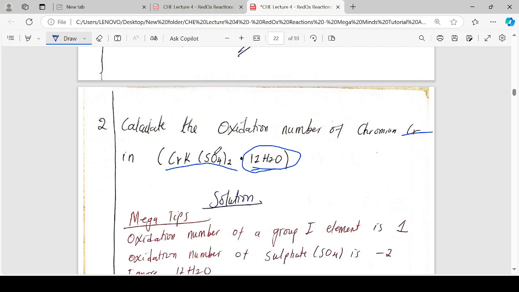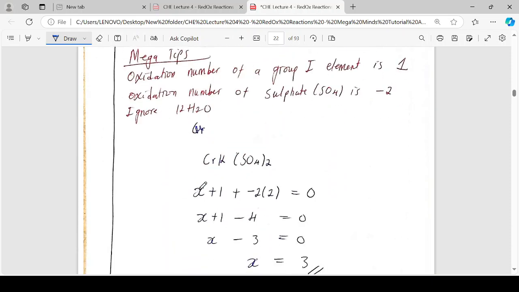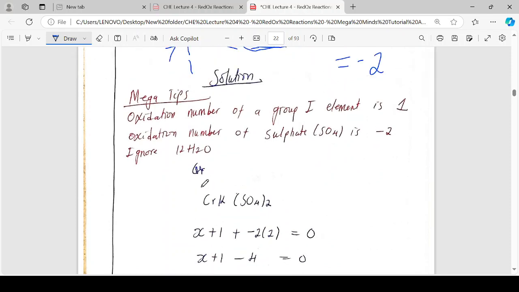One thing also to know is that the oxidation number of sulfate is -2. So for the sulfate, we can put -2, and potassium, the oxidation number is +1. So we can find what it is for chromium. Chromium, the oxidation number we don't know, so it's X. Potassium, we know it's 1.